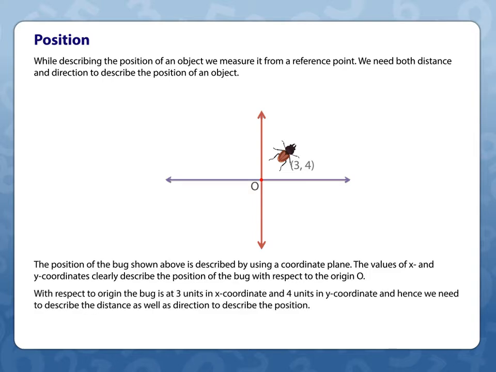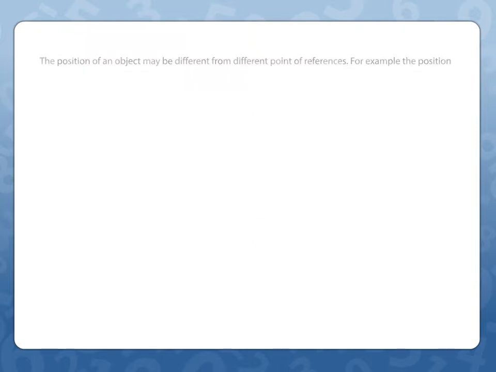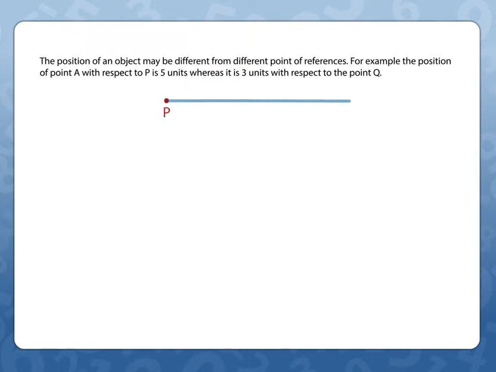With respect to origin, the bag is at 3 units in x coordinate and 4 units in y coordinate, and hence we need to describe the distance as well as direction to describe the position. The position of an object may be different from different points of reference.